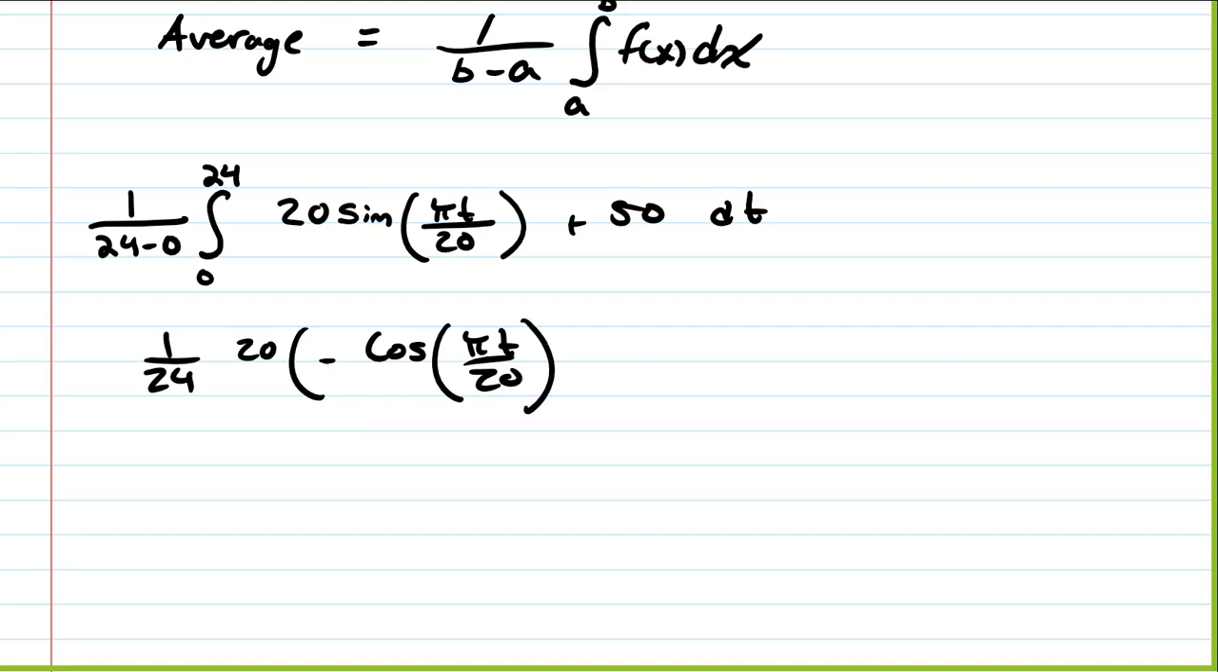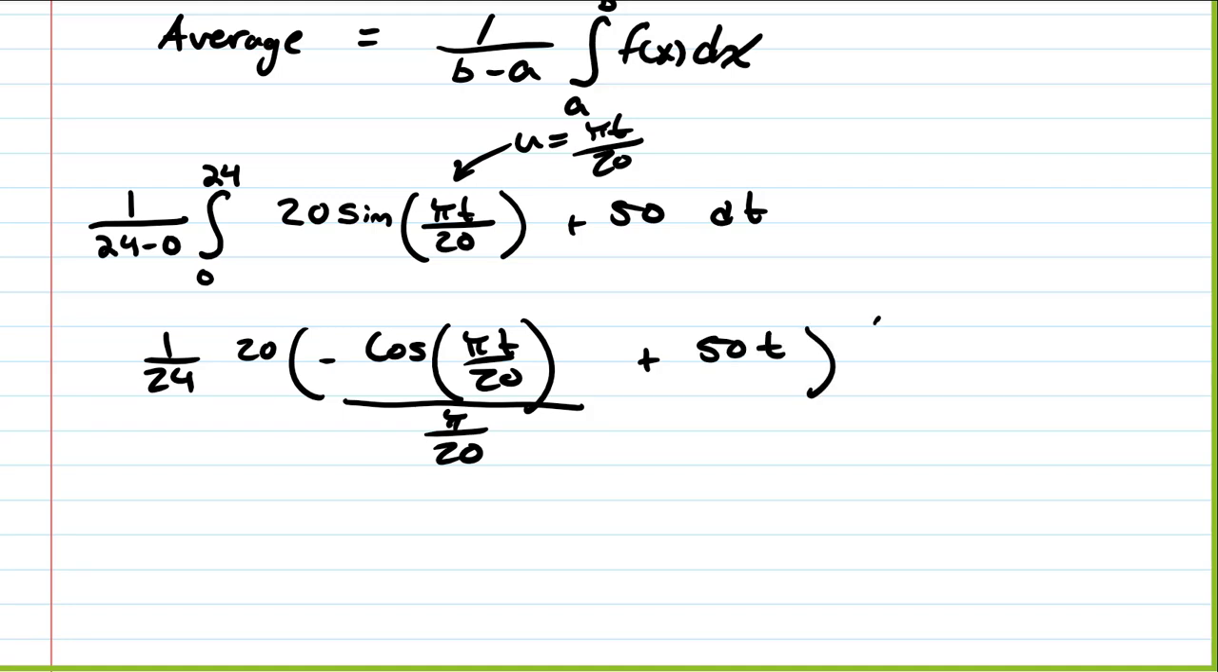And then we need to divide that by the derivative of the inside, so pi over 20. We can also use u equals pi t divided by 20 if that is your desire, and you will get the same thing. Plus the antiderivative of 50 is 50t. And then we evaluate that from 0 to 24.